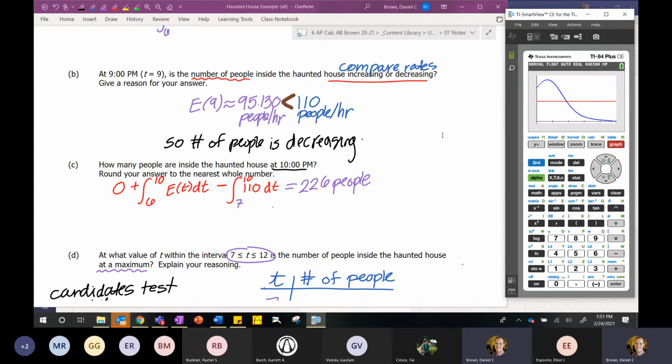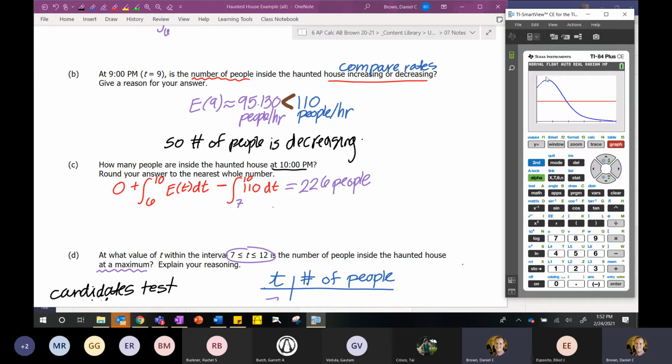I'll pause for a second and let you catch up. The biggest mistake I see is with people looking at this graph. This blue one is representing your E of t. The red one is representing the 110, which is the rate people are leaving.